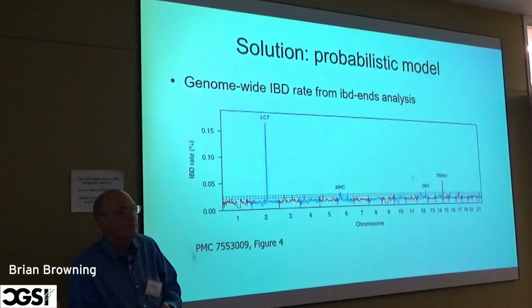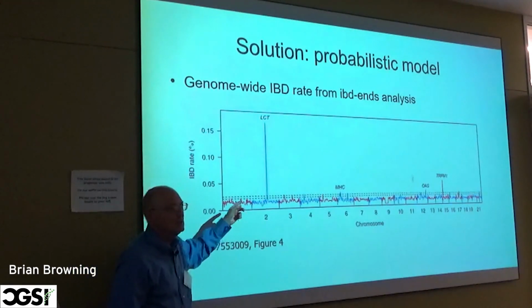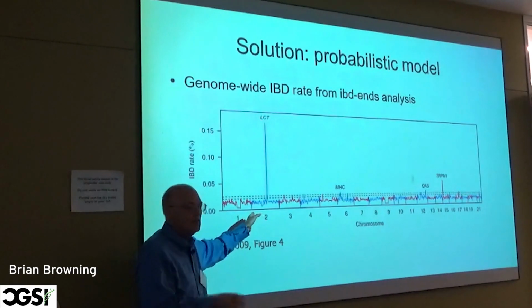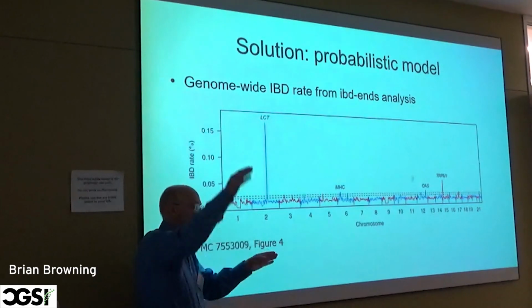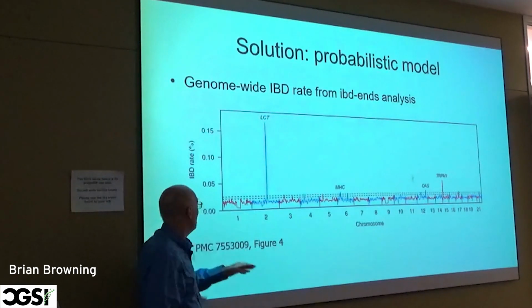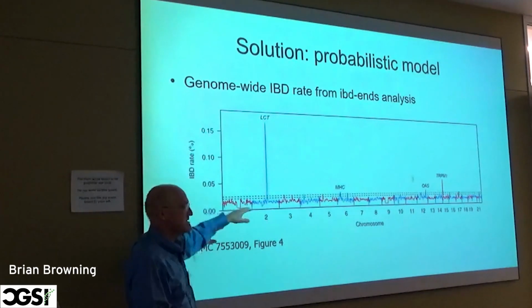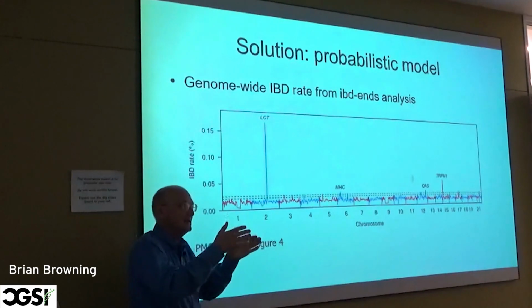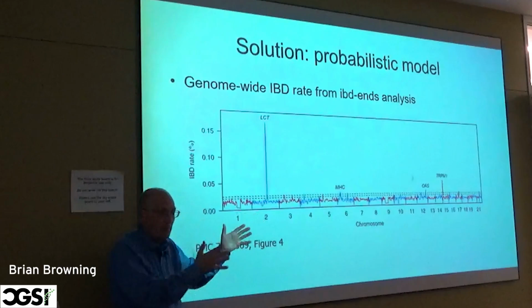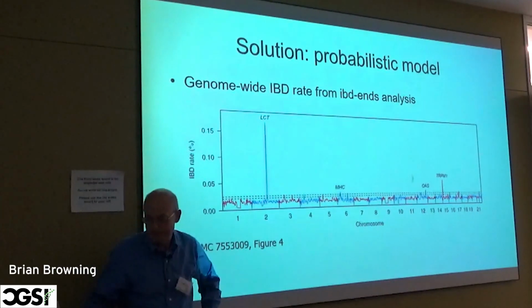How did you get from that to IBD rate per position? So what we're doing is we take a position of the genome, we do our pairwise detection, and we look at how many segments overlap that position. The IBD rate is the proportion of haplotype pairs that are in a segment at that point, divided by the total possible number of haplotype pairs.